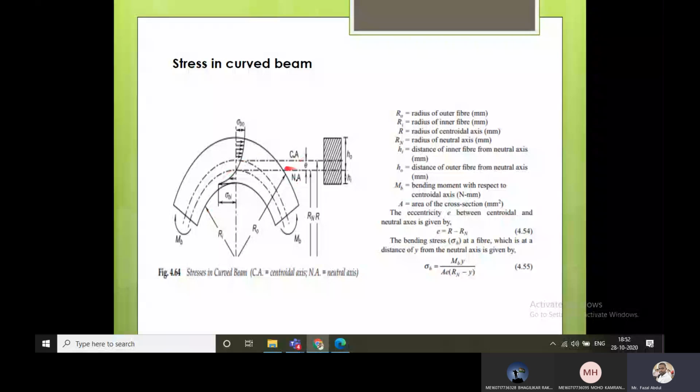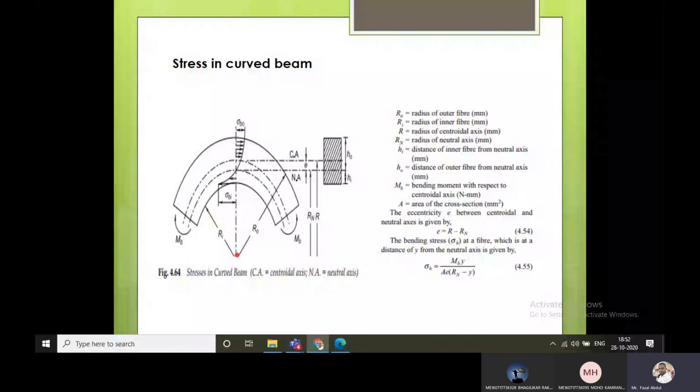So the central axis always lies at the center only. The neutral axis position is going to change based on the position or shape of the object. Because the beam is going to bend like this, the neutral axis is shifted towards the center, not outwards, towards the center.